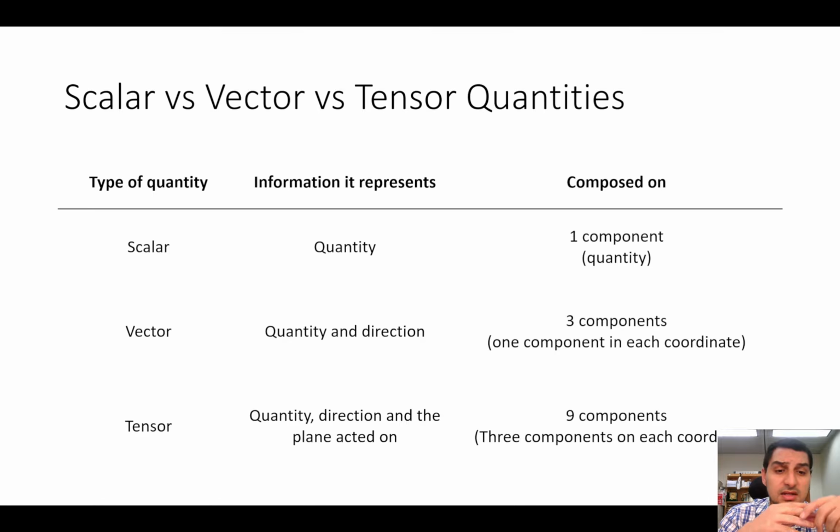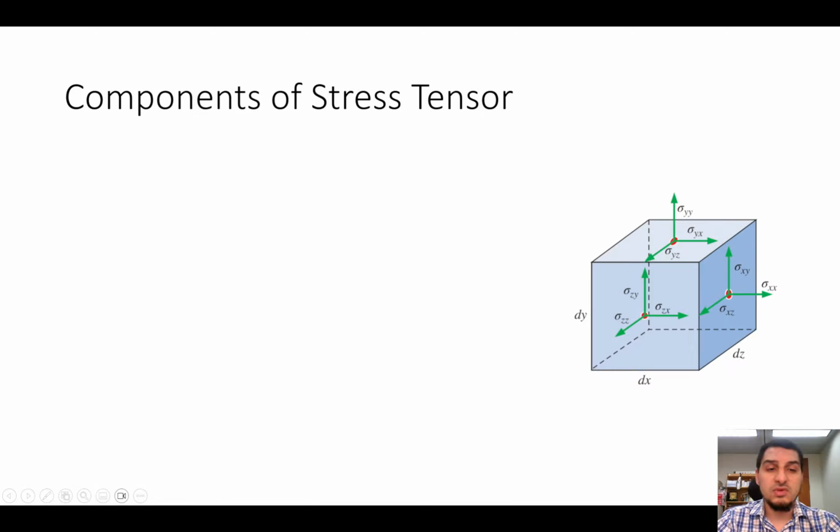So it has 9 components, because we have 3 components in each coordinate. If we have this control volume here, it's cube-shaped with dimensions dx, dy, and dz. Then we have a surface dx, dy, a surface dx, dz, and a surface dx, dy.